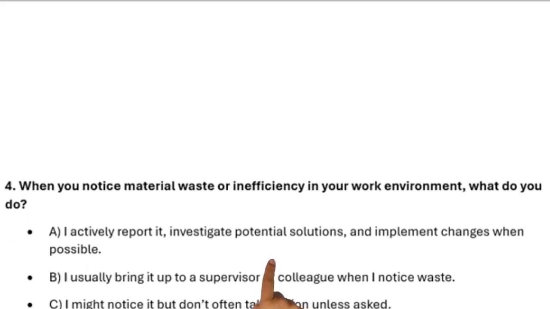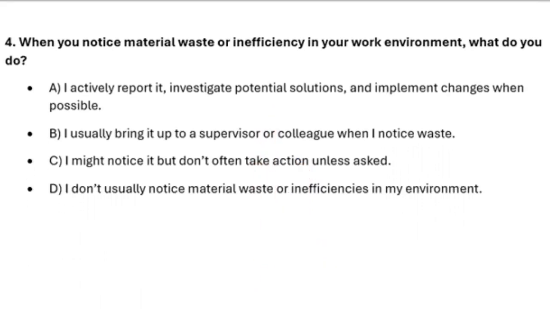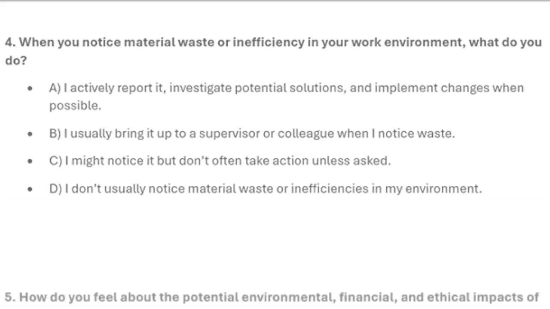4. When you notice material waste or inefficiency in your work environment, what do you do? A. I actively report it, investigate potential solutions, and implement changes when possible. B. I usually bring it up to a supervisor or colleague when I notice waste. C. I might notice it but don't often take action unless asked. D. I don't usually notice material waste or inefficiencies in my environment.